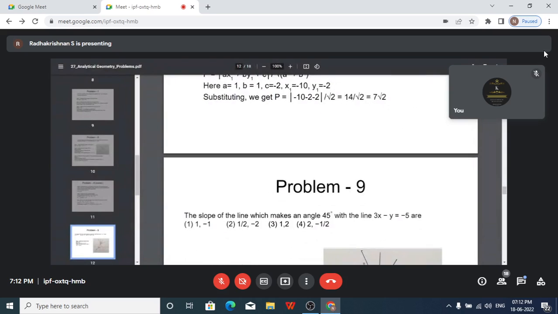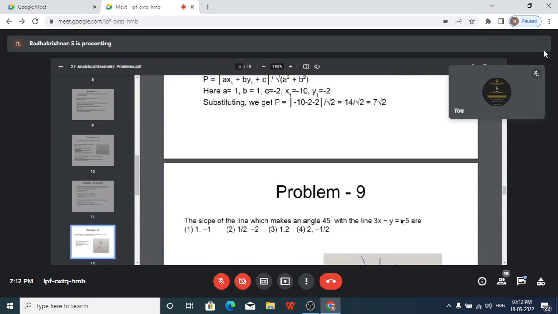We go to problem 9. This is on the angle between two lines. What is the slope of the line which makes an angle of 45 degree with the line 3x minus y equal to minus 5? Since two values are given, obviously there are going to be two lines.